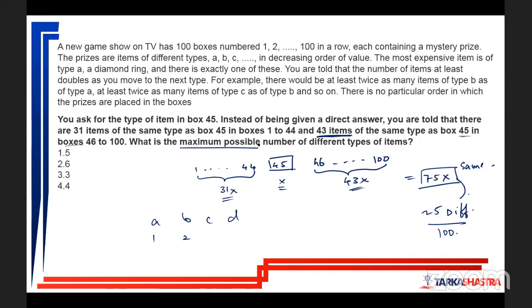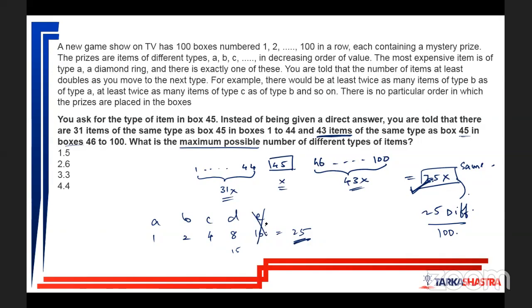Why? Because we want to find out the maximum possible number of different types of items. C will have 4, D will have 8. How many? 1, 2, this is 7, this is 15. Then after 15, E would have 16. But we cannot distribute 16. Why? Because we have 25 to spare, right? 75 are of same type, and then we have remaining 25 to spare. So this is not possible.